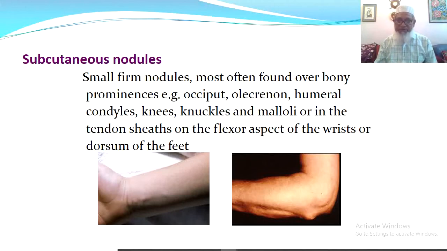The subcutaneous nodules. These nodules are small, firm, and most often found over bony prominences like the occipital region, olecranon, humeral condyles, knees, knuckles, and malleoli, or you may find them in the tendon sheaths on the flexor aspect of the wrist and dorsum of the feet. The subcutaneous nodules may also be found in the cartilage, visibly in the cartilage of the external ear.